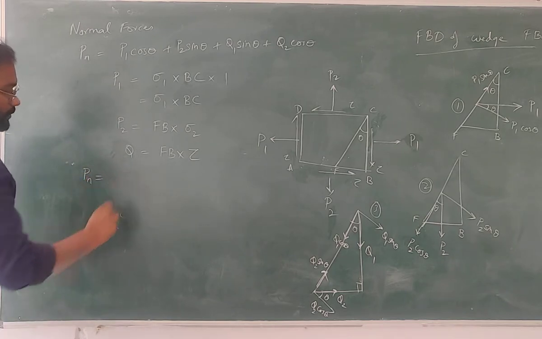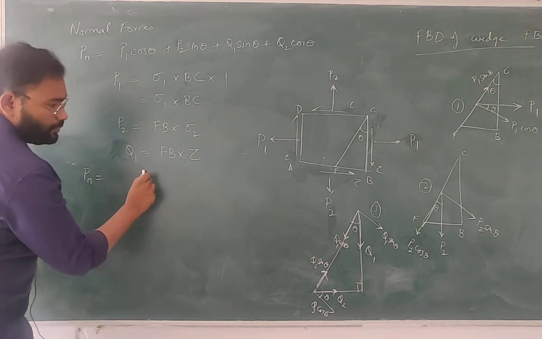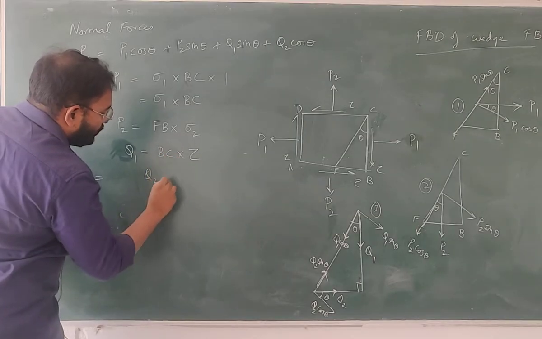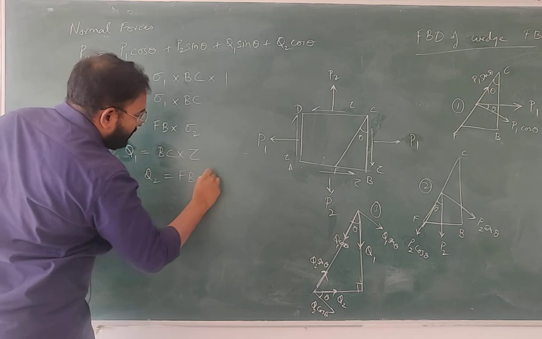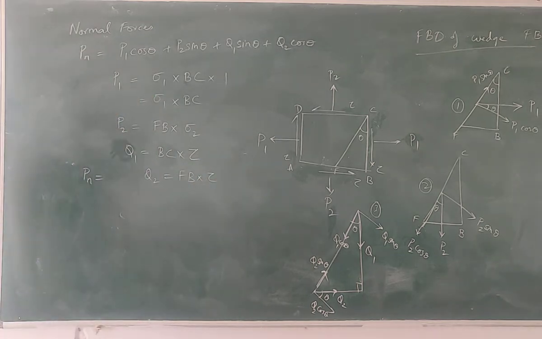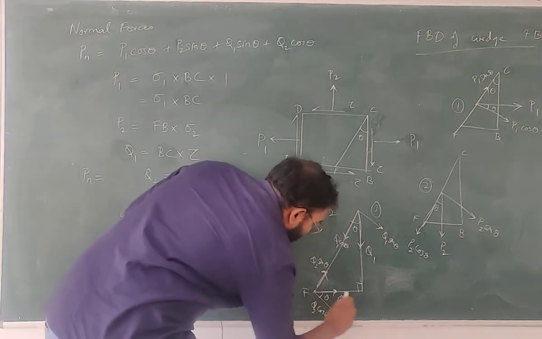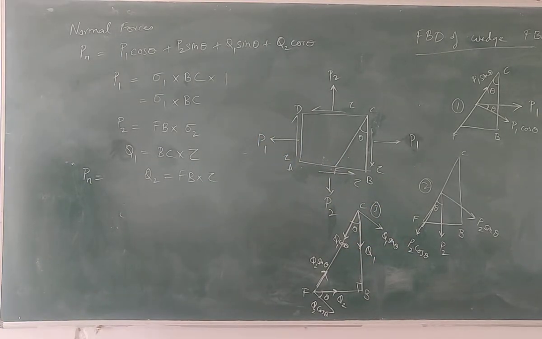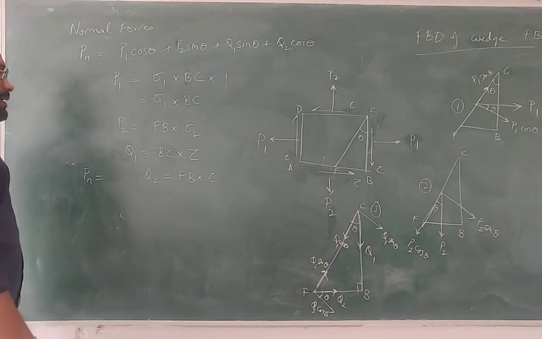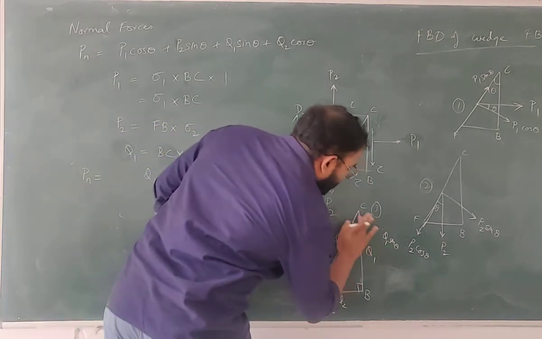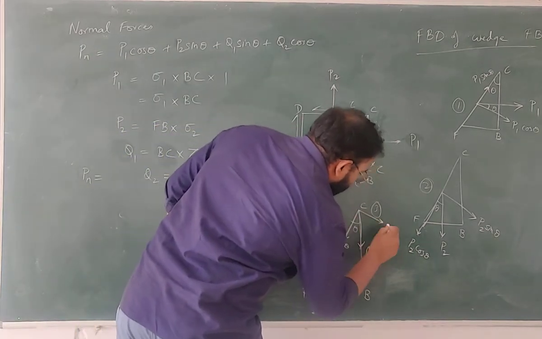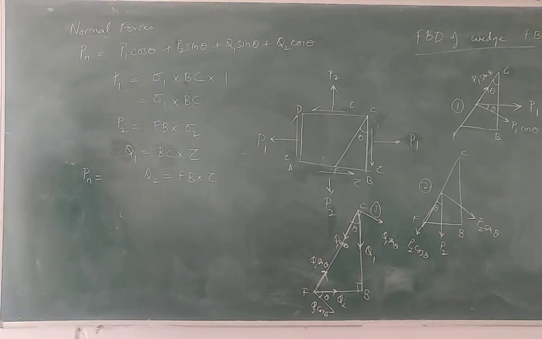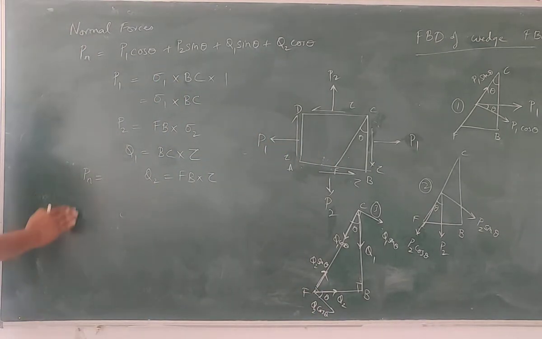Pn is equal to, similarly we have Q2 also. Q1 will be BC multiplied by tau. Q2 will be FB multiplied by tau. Okay, this is FBC. This is 90 degrees here. Two horizontal and vertical components are there. Q1 sin theta and Q2 cos theta.